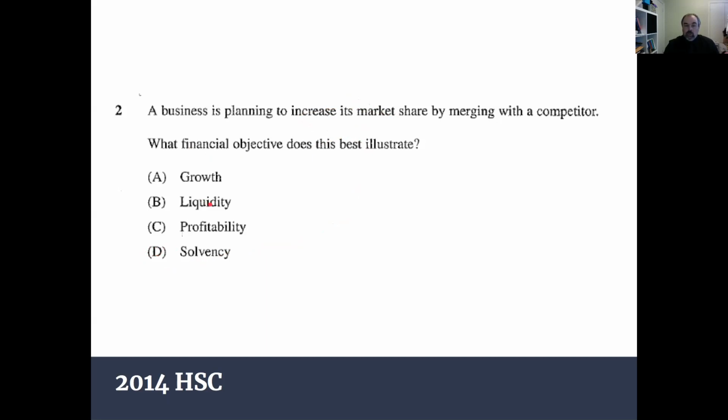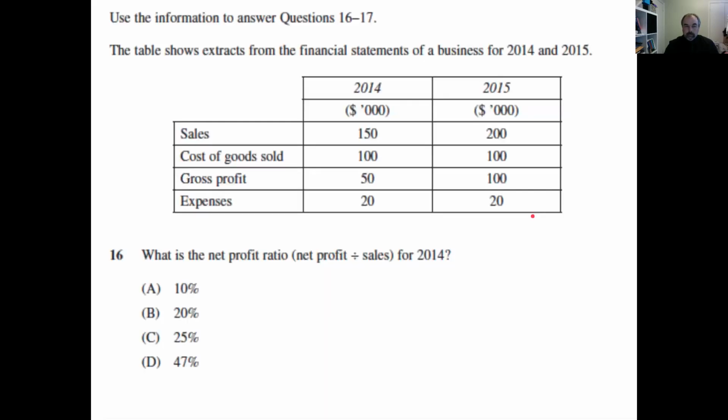In terms of liquidity, we know that that's short-term, current assets, current liabilities. There's no mention of that there, so that would go. So it leaves us A and C. In terms of, is it growth or profitability? The market share is just sales, looking at percentage sales in the market, but the idea of merging means you're getting larger, so A would be the best answer there. So notice the process of elimination that I went through in doing that.